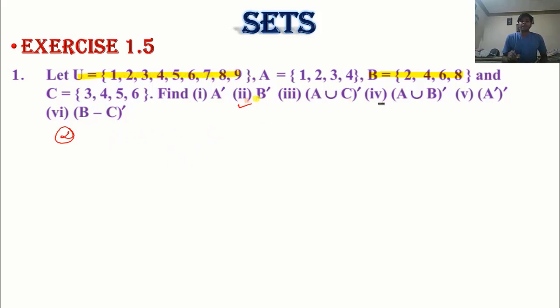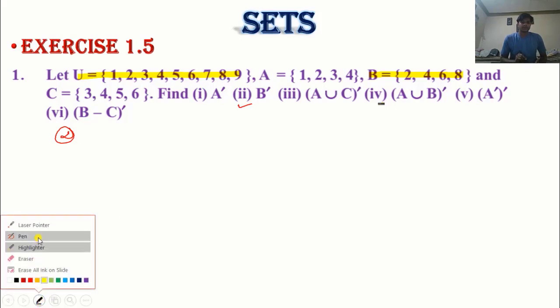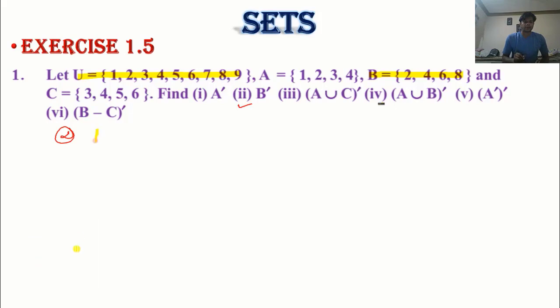So what will be your B dash for your second answer? B dash, sorry. B dash is equal to, except the elements of B, whatever is left in U, those elements you can write. So all the even numbers are there, 2, 4, 6, 8. So except even numbers, which elements are left? 1, 3, 5, 7 and 9. So those elements you can write in B dash. So you get 1, 3, 5, 7 and 9. That is your B dash.